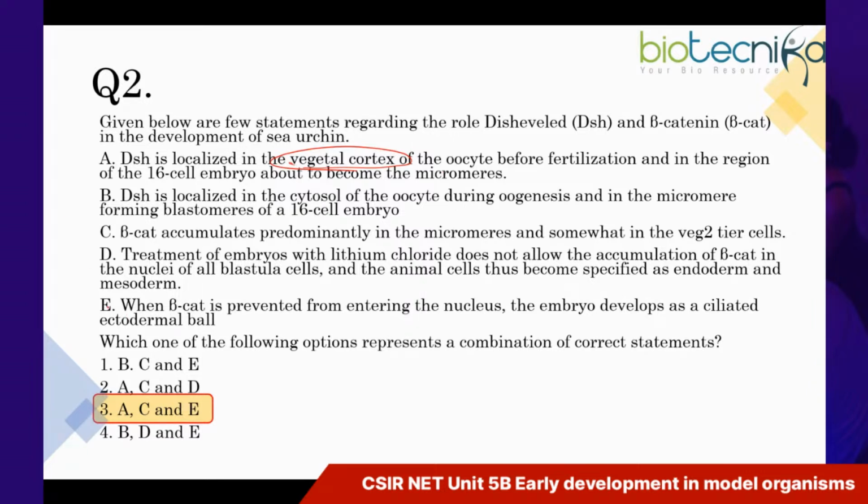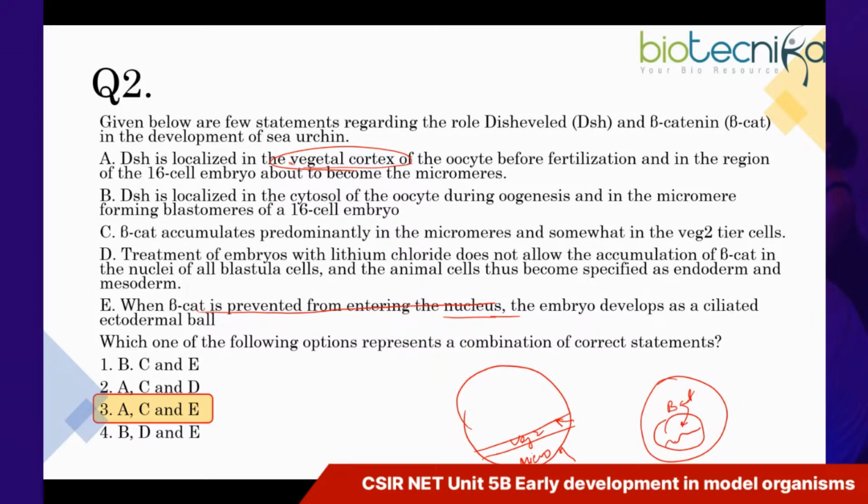So why E is wrong? E is correct when beta-catenin is prevented from entering nucleus. So even though in the vegetal cell, Veg2 and micromere, the beta-cat is present, if you don't allow it to enter nucleus, then what's the point? Beta-cat should be able to enter nucleus, then only gene transcription will be there. Then only endoderm, mesoderm will form. If you don't allow beta-cat to enter, then these cells will form ectoderm only. They can't form endoderm, mesoderm.